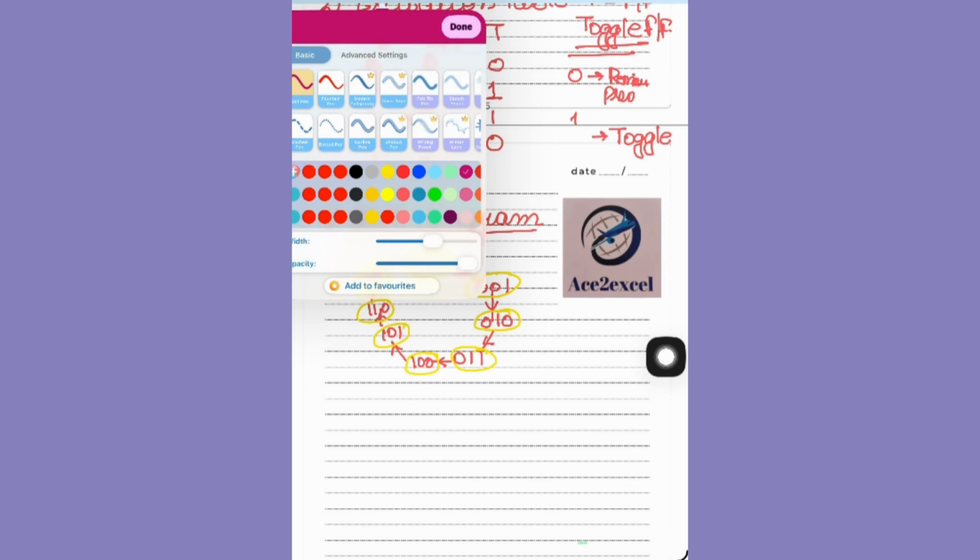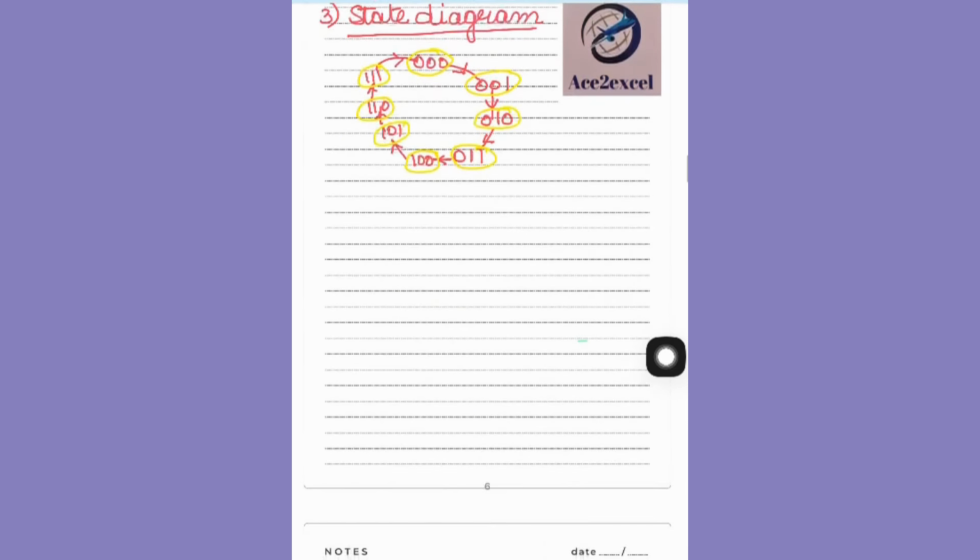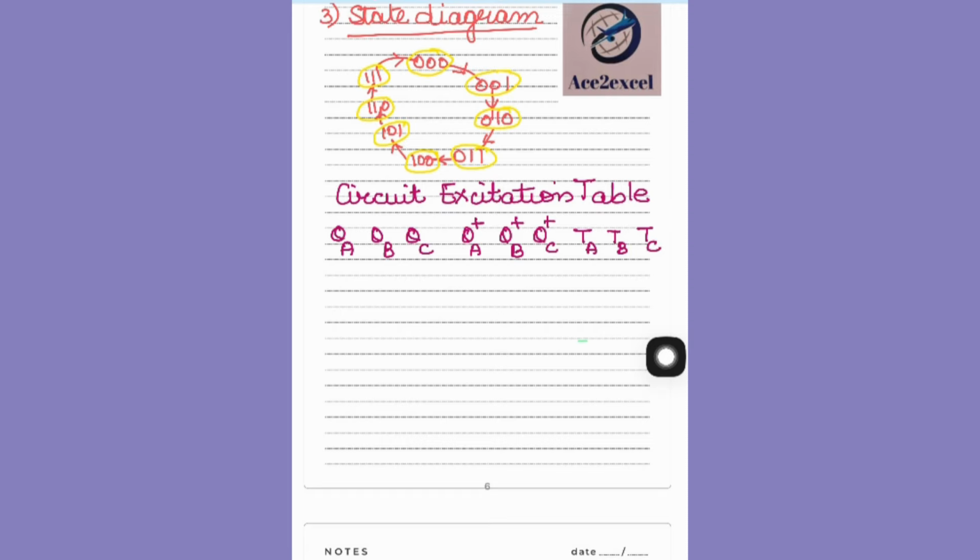Now, with the help of the state diagram, we can make the circuit excitation table. Circuit excitation table always has 3 elements: present state, next state, and flip-flop required. Because we are using a 3-bit or mod 8 counter, there are 3 present states: QA, QB, QC. There are 3 next states: QA plus, QB plus, QC plus, and there are 3 flip-flops: TA, TB, TC.